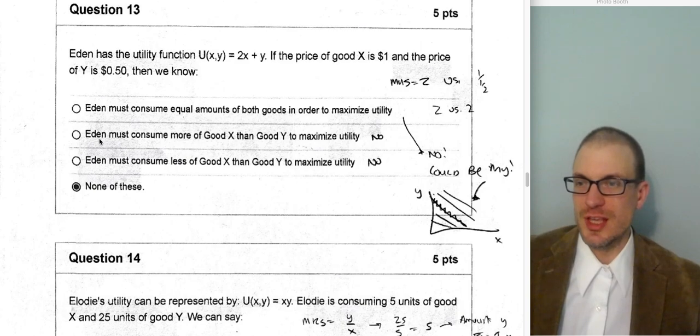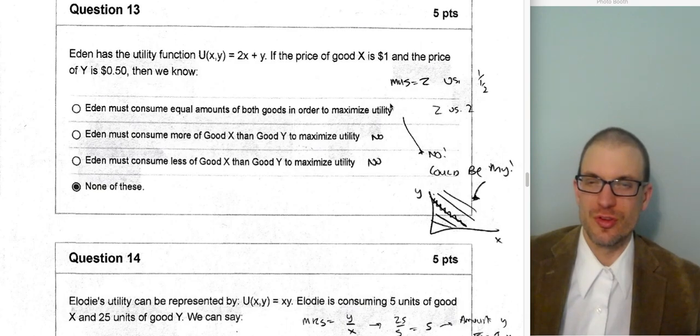So let's see, Eden must consume more of good x than good y. Nope. Must consume less of good x than good y. Nope. Must consume equal amounts of both goods in order to maximize utility. This is like the tricky one. It's actually no, because this says Eden must consume equal amounts.